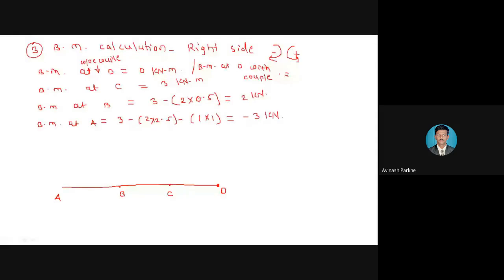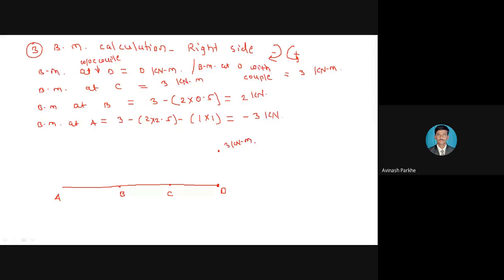What is the value for the with couple? 3. It is rotated in anti-clockwise direction, and for the anti-clockwise we have taken positive sign, therefore 3 kilonewton meter. Okay, now we'll go for the BM diagram. Now bending moment at point D without couple is 0, and with couple we have taken 2 times. One is without couple 0 and another is with couple, meaning 3 kilonewton meter. So this is 3 kilonewton meter.